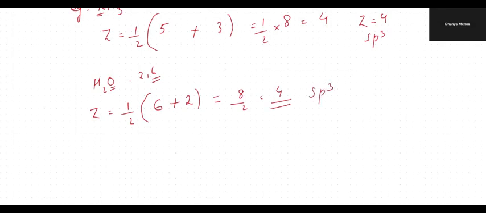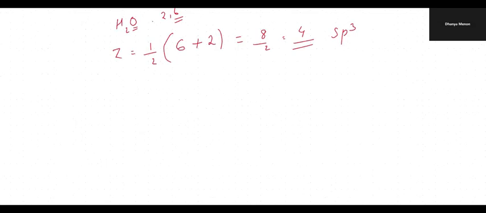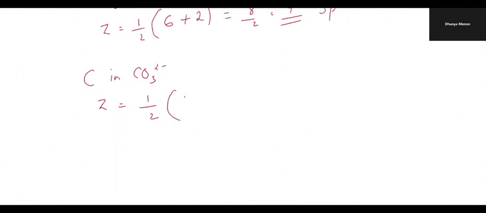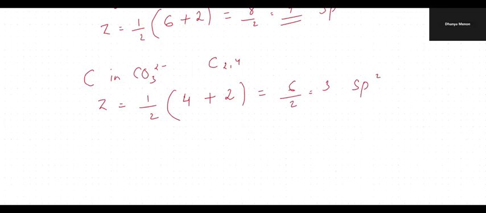Now, carbon in carbonate ion. Z is equal to half of. Carbon is the central atom, with 4 valence electrons, plus we need to add the negative charge, 2. There is no monovalent atom and no positive charge. 6 by 2, which is equal to 3, which is sp2 hybridization, which is triangular planar.